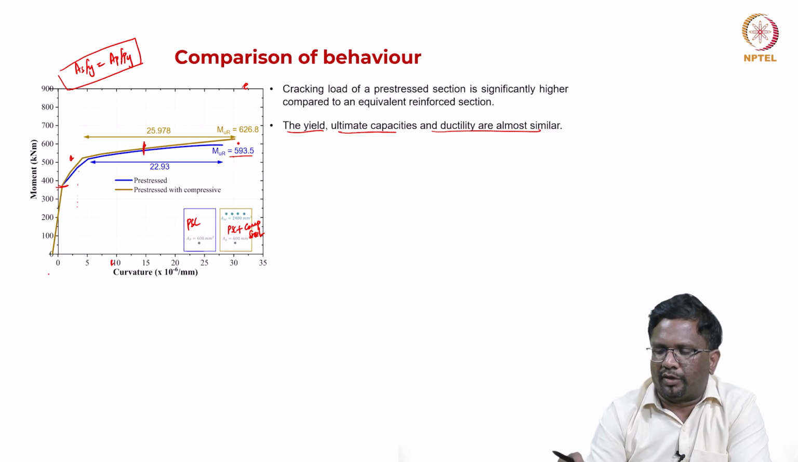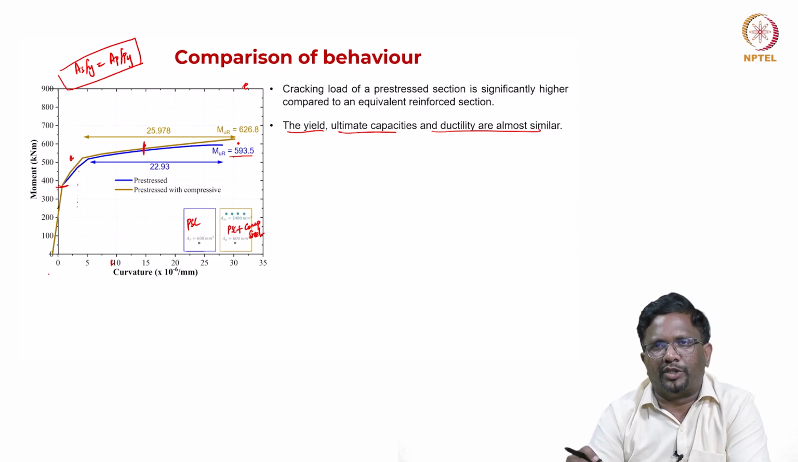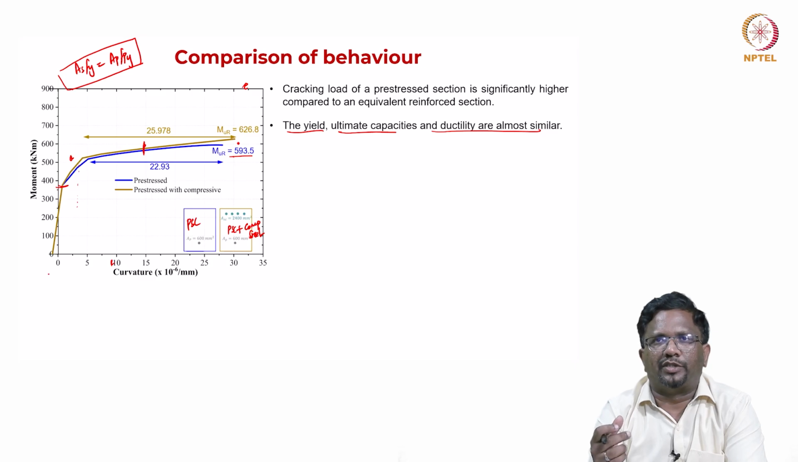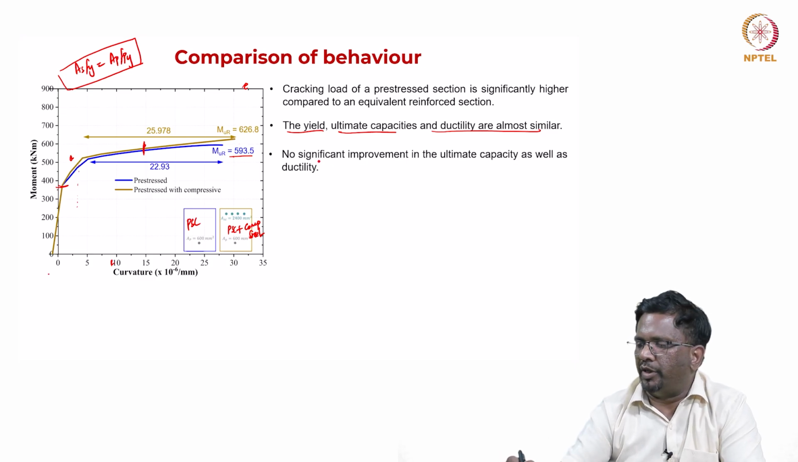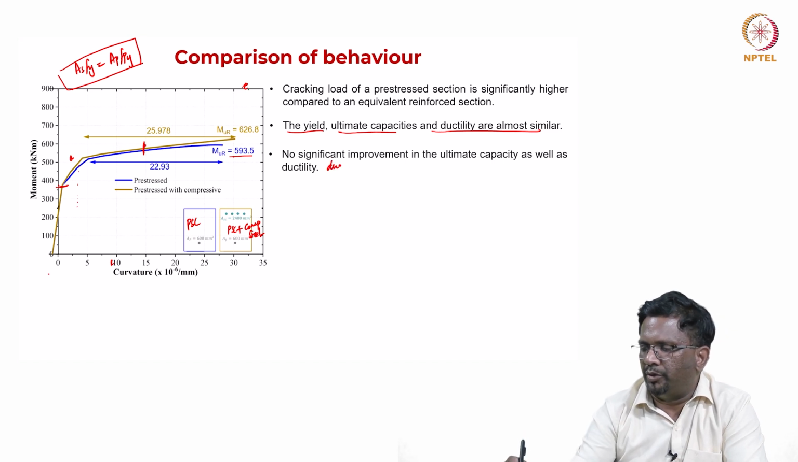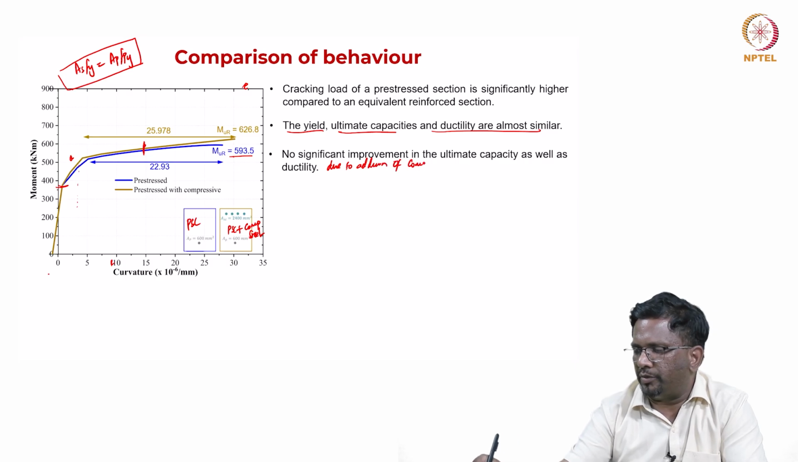However, because this particular section had very low reinforcement ratio, it failed in tension. That means the tension pre-stressing steel ruptured, right? So when the tension side is weak, by adding compression steel, we are not going to get much. That is the reason here also we were not getting higher improvement in curvature at ultimate. So no significant improvement in ultimate capacity as well as ductility due to addition of compression steel.